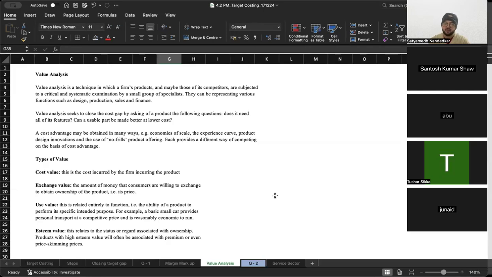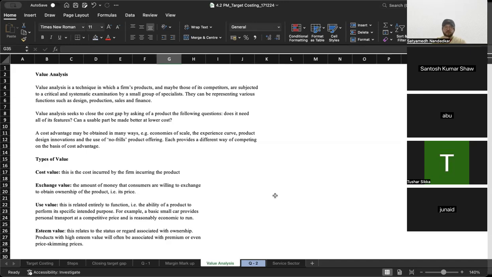Does it need all of its features? Can a usable part be made better at a lower cost? A cost advantage may be obtained in many ways. Example, economies of scale, the experience curve, product design, innovation, and the use of no frills product offering.